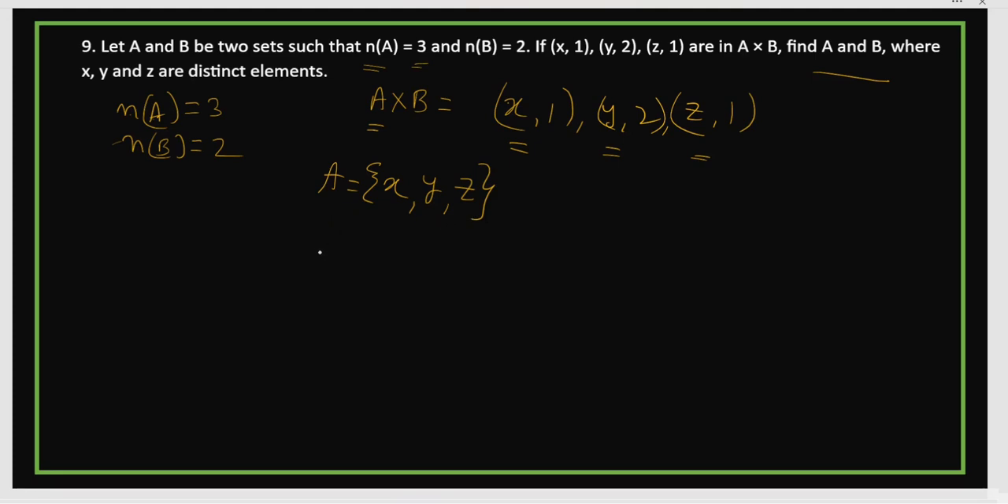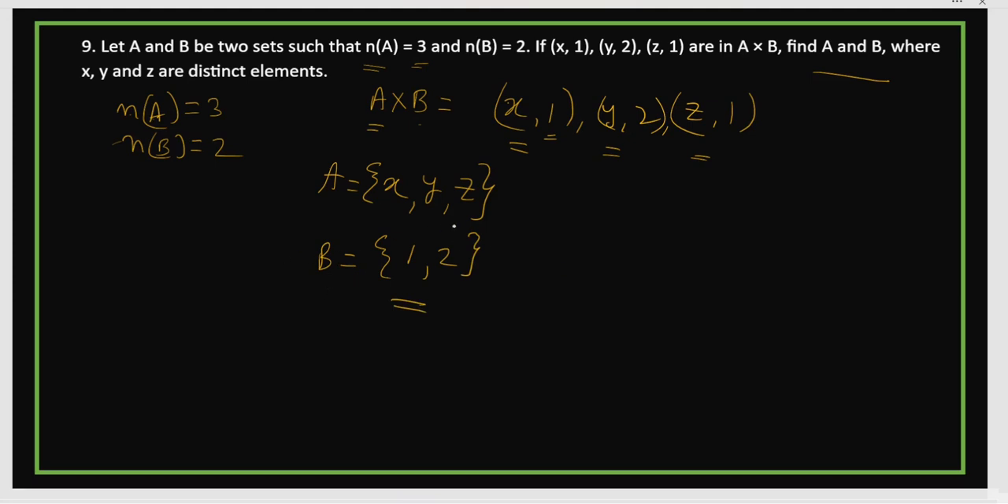What about B? How many elements are there in B? B is having 2 elements, right? So what are they? The second element in the ordered pair belongs to the second set, right? What is the second element? 1, 2. Also, 1 is repeated again. We don't need to write it. Only 2 elements are in the second set. So 1 comma 2 are the elements of set B.